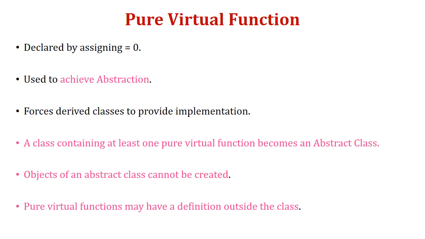Some points to remember in the pure virtual function. It is declared by assigning 0, it is used to achieve abstraction, and it forces the derived class to provide the implementation. A class containing at least one pure virtual function becomes an abstract class. So here it's not possible to create an object from the abstract class. So the pure virtual function may also be defined outside of the class.